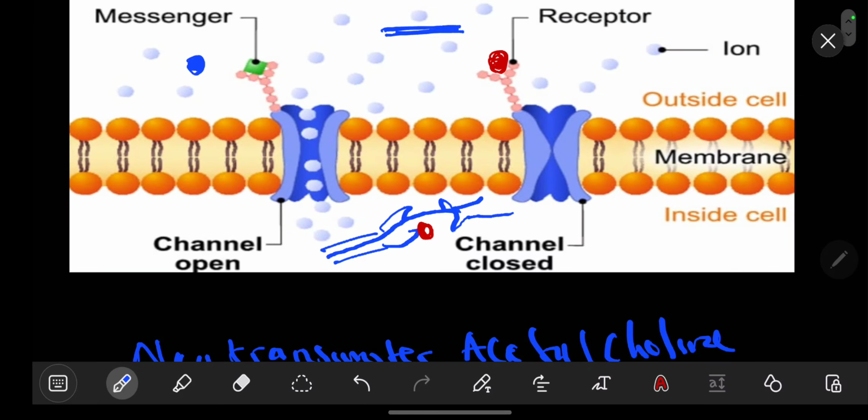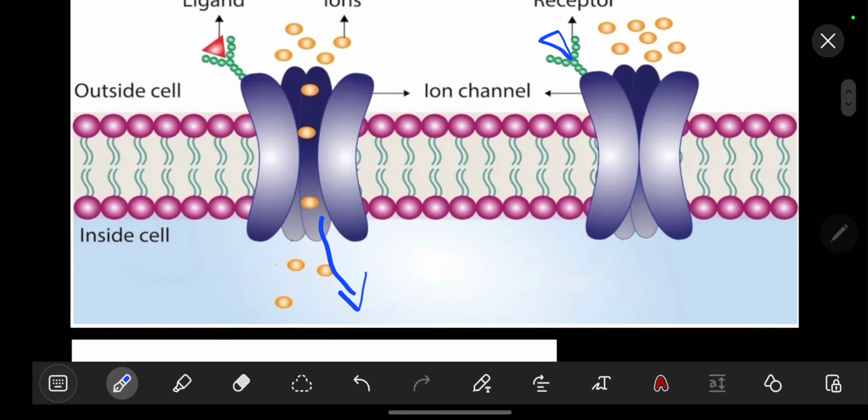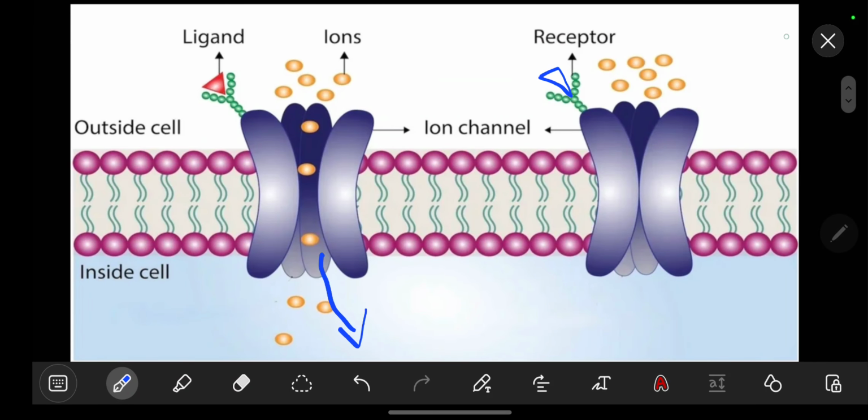So ligand-gated channels are very important. Ligands might have different shapes. Some ligands may be triangular, so they stick to the surface of the receptor like that. When the ligands have not attached themselves here, the channel will not open, therefore the ions won't be able to enter. But when the ligand attaches there, the ions are able to enter. That is the importance of the ligand-gated channel.